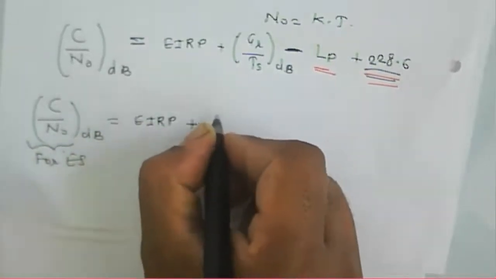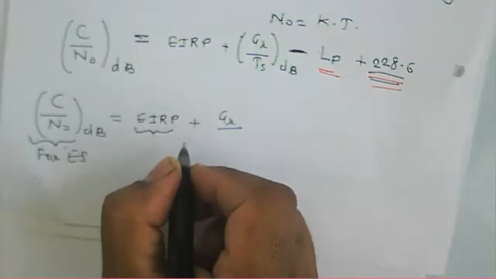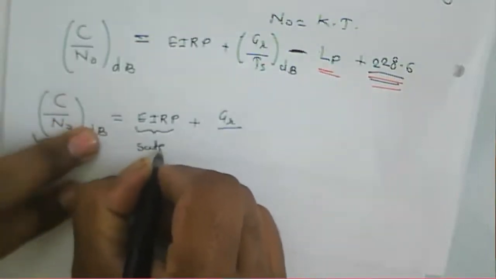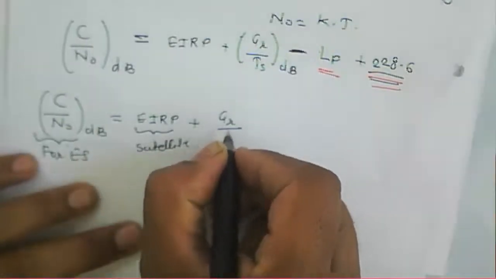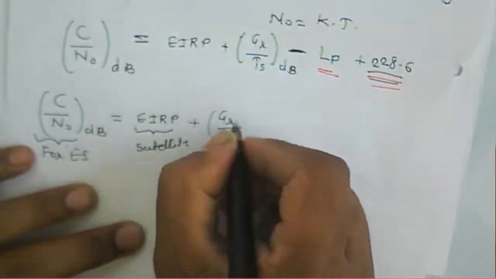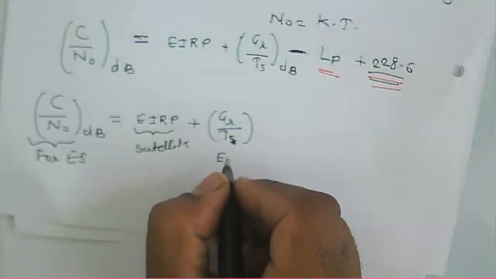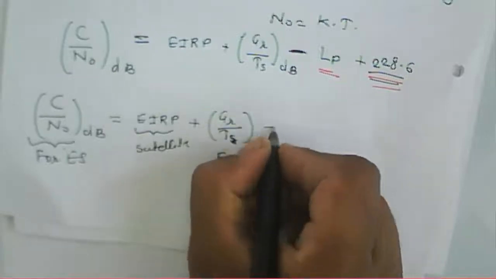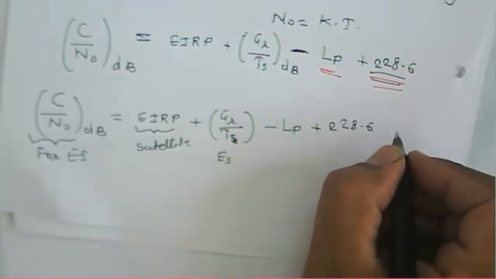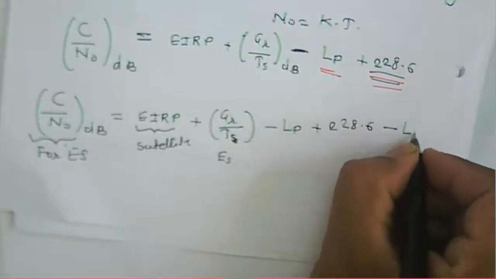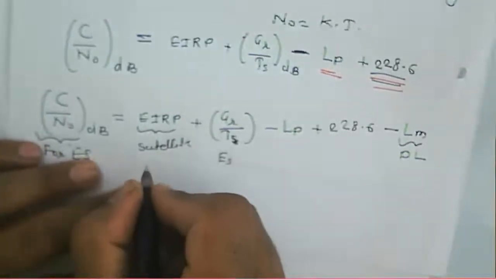EIRP plus we have the GR by T. This one is again a term that will be for the satellite here. So GR by TS, that will be again for the Earth station, and then we have the LP, we have a 228.6, and then we have the LM. Now this one is about the downlink. This one is about the Earth station.